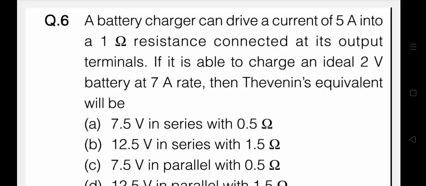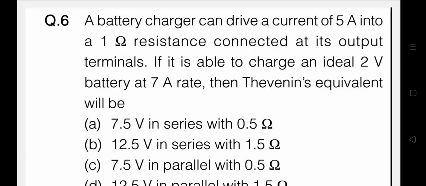Here, this question is based on Thevenin's equivalent circuit. The question: a battery charger can drive a current of 5 ampere into a 1 ohm resistance connected at its output terminals. If it is able to charge an ideal 2 volt battery at 7 ampere rate, then Thevenin's equivalent will be. This is the question.